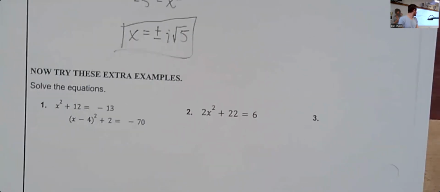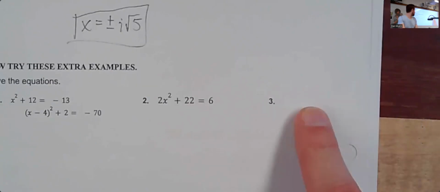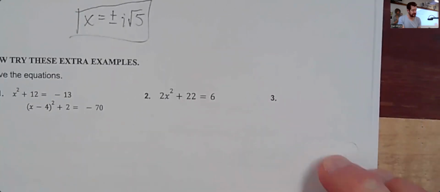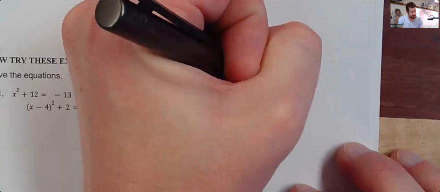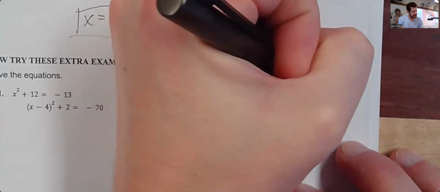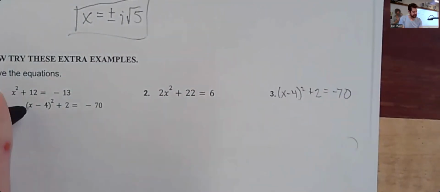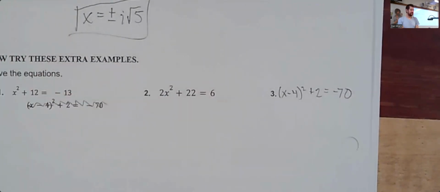Let's take a look at number 1. I'll leave the answer up there. First of all, let's go ahead and translate number 3 over here, and then we'll cross it off from right here. So that'll be x minus 4 squared plus 2 equals negative 70. We'll put that over with number 3, and then we can just scratch that out right here. Okay.